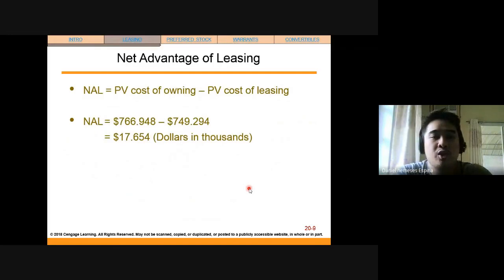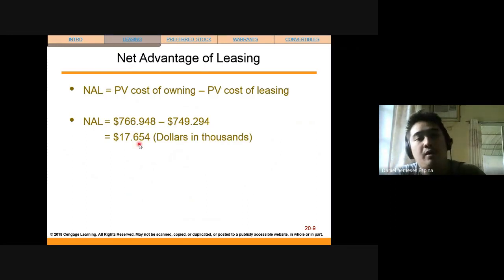So of course, in terms of cost, we will choose the one with the lower amount. Comparing the cost of owning and the cost of leasing, of course, the cheaper here is the cost of leasing.